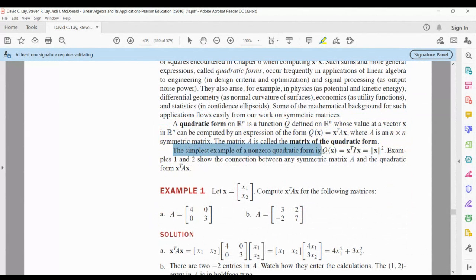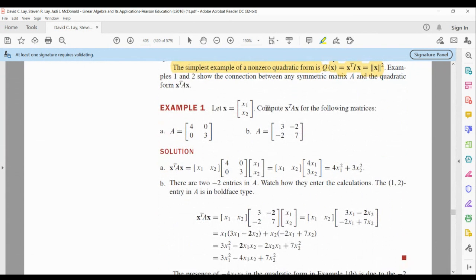The simplest example of a quadratic form would be x transpose times the identity matrix times x. That will actually equal x transpose times x, which is the same as the norm of the vector x squared. All right, so that's just an example of a quadratic form. In example 1, the book has some really nice examples.